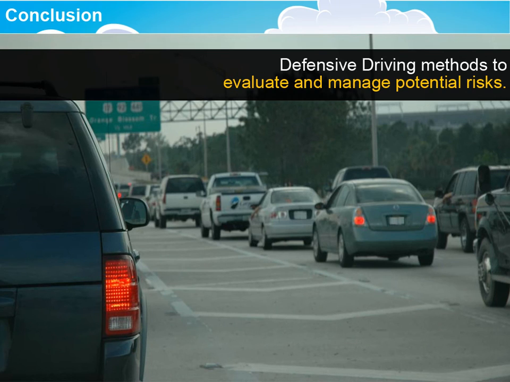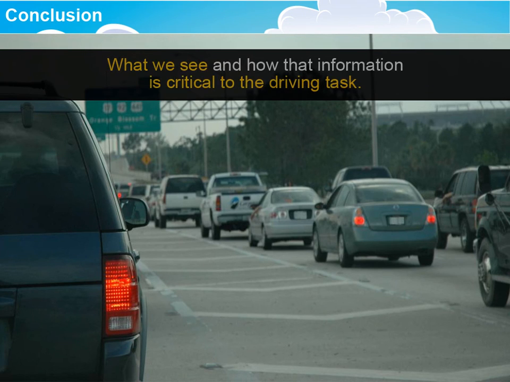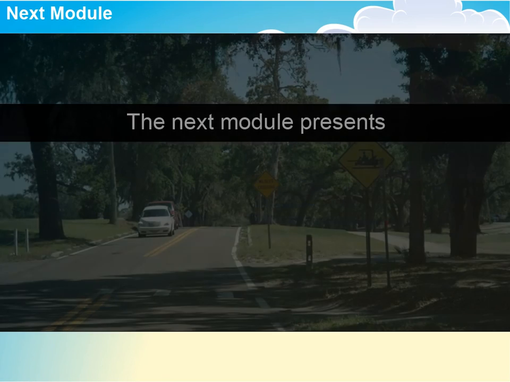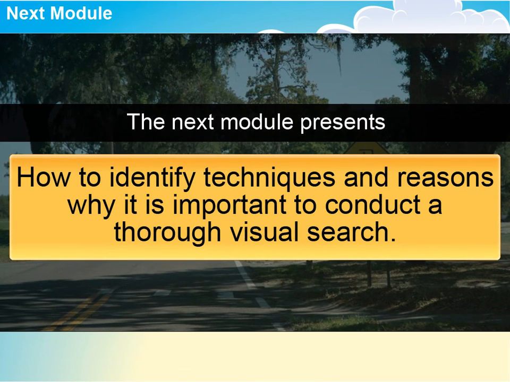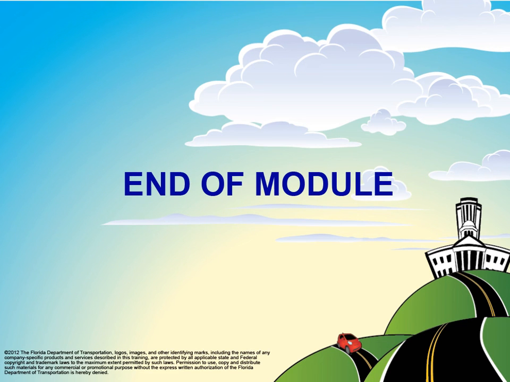This module has given you some good defensive driving methods to evaluate and manage potential risks. The next module is about what we see and how that information is critical to the driving task. It is so important, an entire module is dedicated to visual search. The next module presents information on how to identify techniques and reasons why it is important to conduct a thorough visual search. This concludes the module on risk awareness.